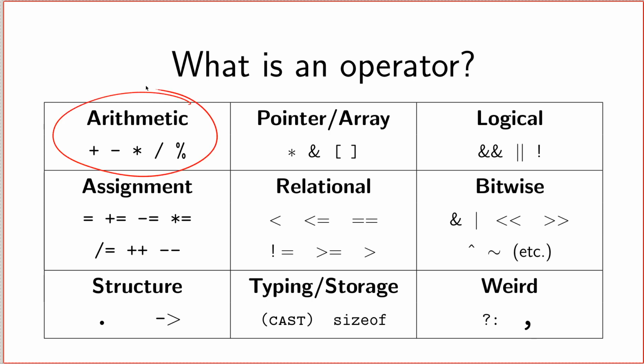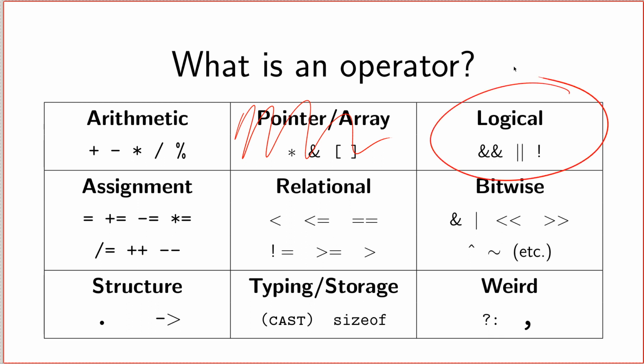So we've already seen arithmetic operators. And later in the course, we are going to talk about the types called pointers and arrays. We're not talking about those now. We'll just ignore that for the time being. In the near future, that is if you scroll down slightly, you will see logical operators. We already had a taste of that.